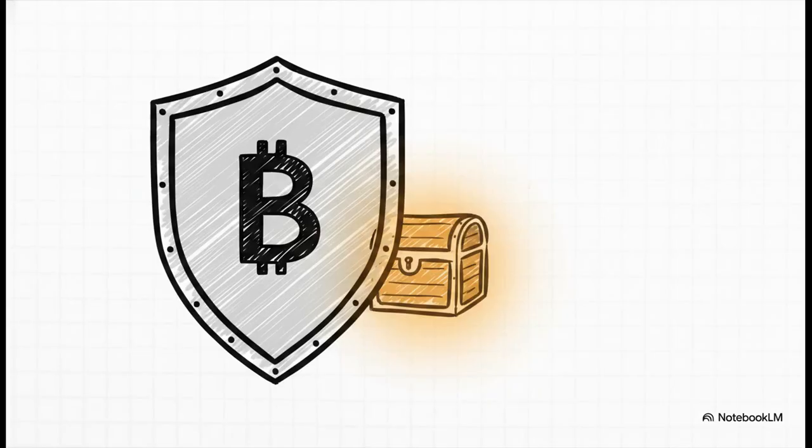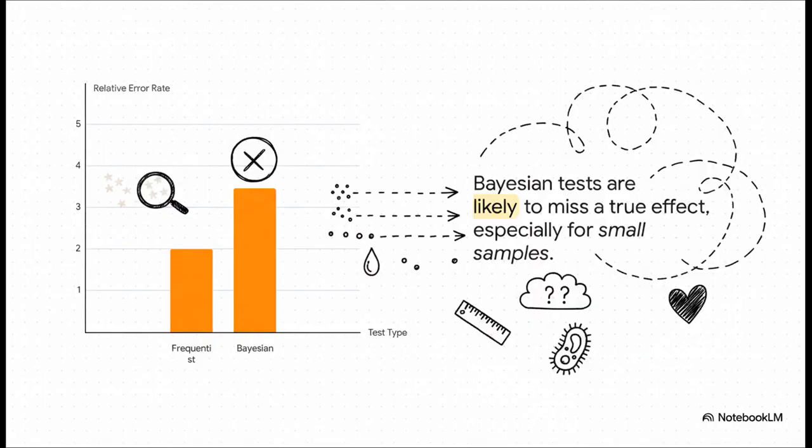But, and this is a big but, that extra caution comes with a price. Being less likely to sound a false alarm means you're actually more likely to make the other mistake, missing a real discovery that's right under your nose. So when we look at type 2 errors, those missed discoveries, the whole situation flips. The Bayesian tests are more likely to miss a true effect. Now this is really important. This difference is biggest when you're dealing with a small study or when the effect you're hunting for is pretty subtle. The good news is, as you get a bigger and bigger sample size, this gap starts to shrink.